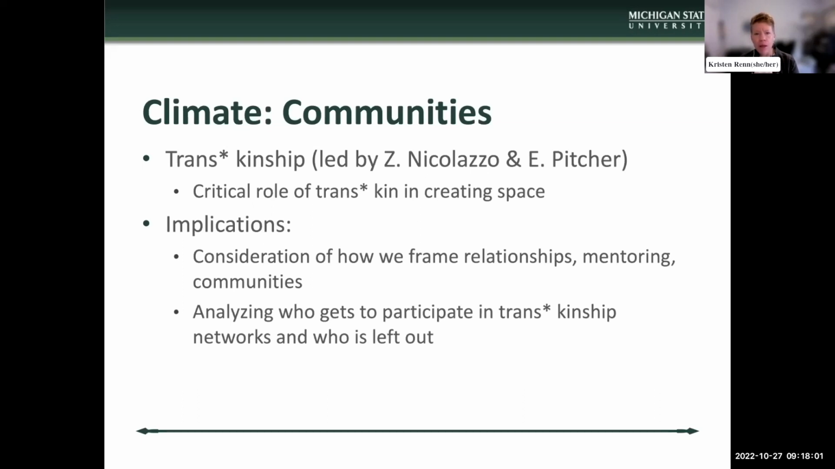I think one of the implications also is that we need to understand more about who gets to participate in trans kinship networks, but who's being left out. What are the intersecting effects of racism, ableism, and social class issues?